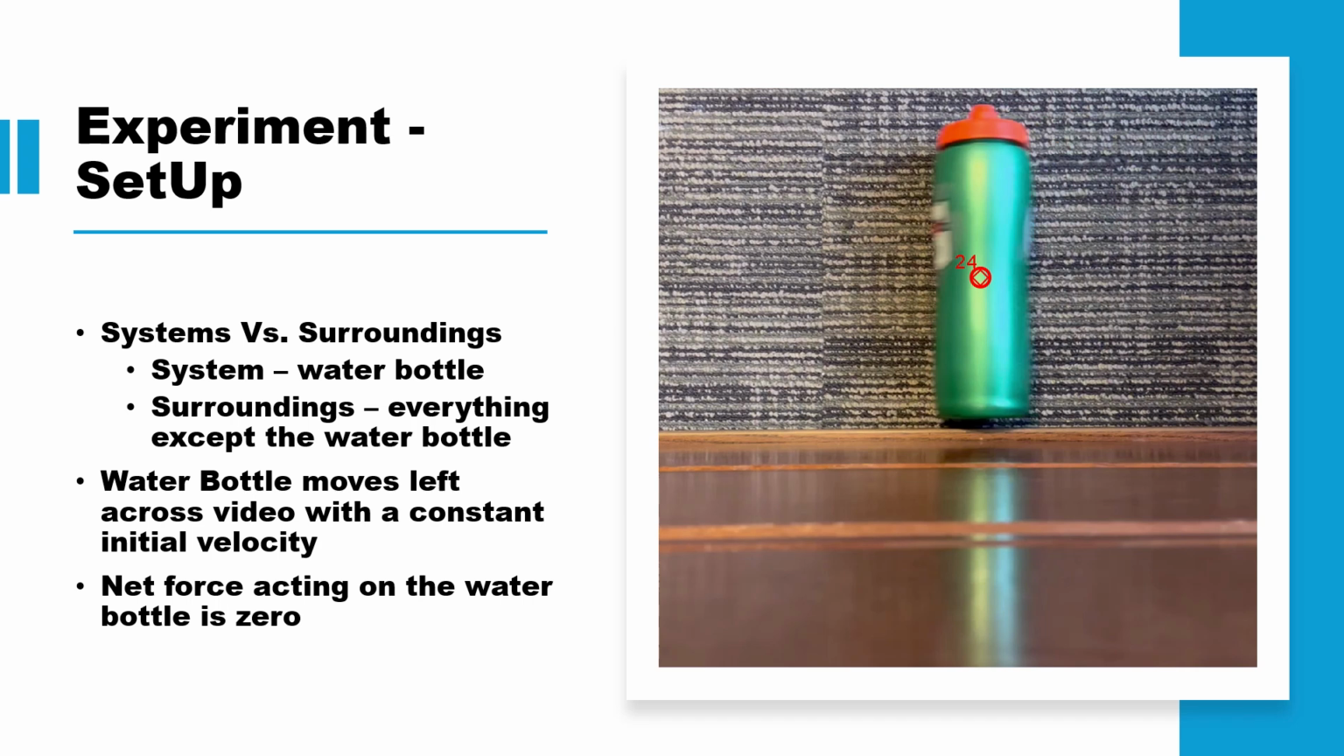The image on the right is a snapshot of the middle of my tracker simulation, in which my object of focus is a water bottle, and this represents the system. Everything else surrounding the water bottle represents the surroundings of the experiment. The bottle moves left across the image with a constant initial velocity, and the net force acting on the water bottle is zero.